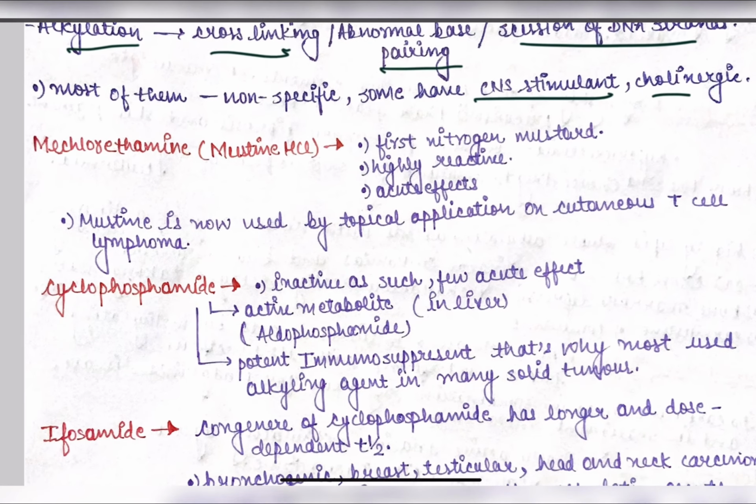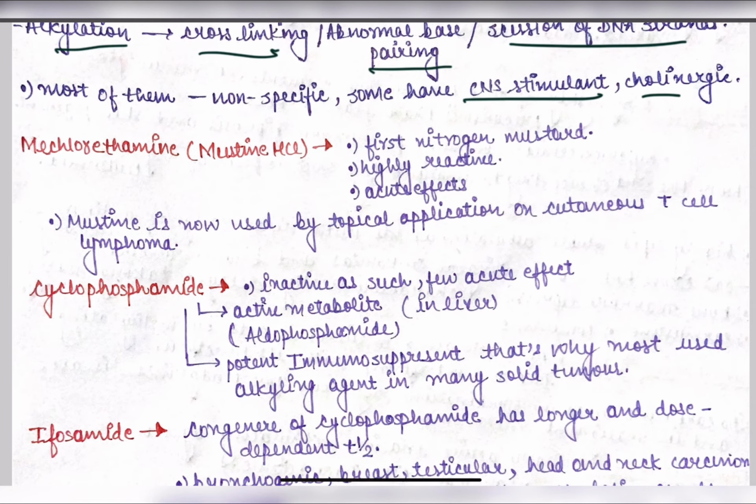Now we will be discussing individual drugs. Mechlorethamine, that is Mustargen, was the first nitrogen mustard which was used, and it is highly reactive and produces acute effects. That's why it is not used systemically now. Occasionally it is used as a topical application in cutaneous T-cell lymphoma, okay?